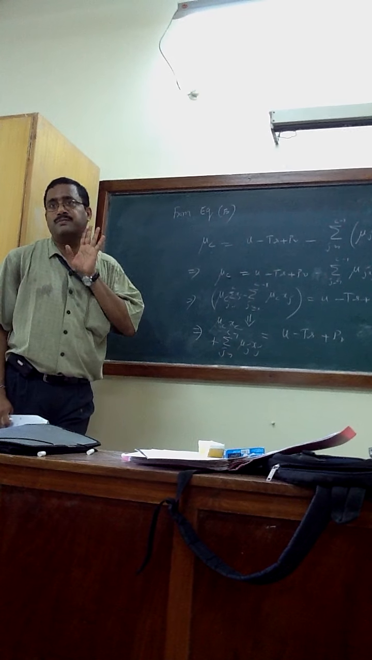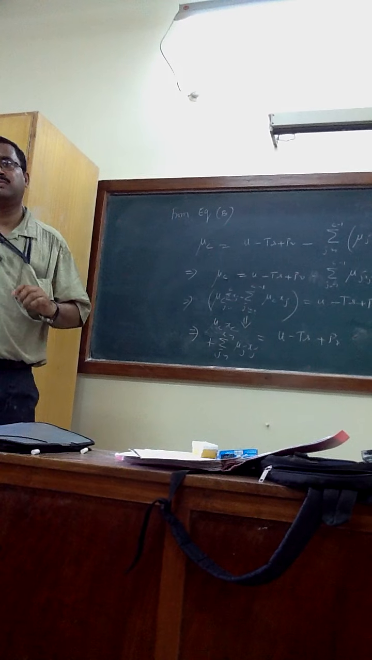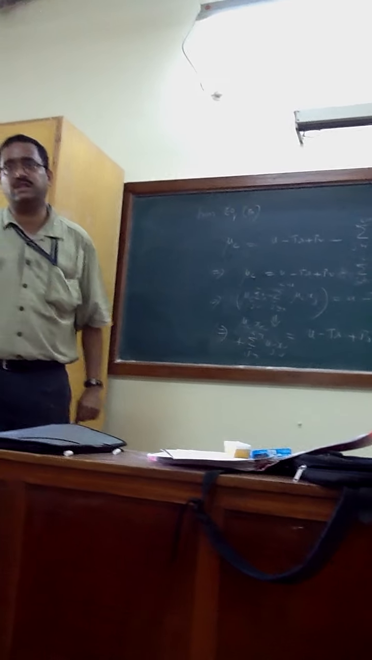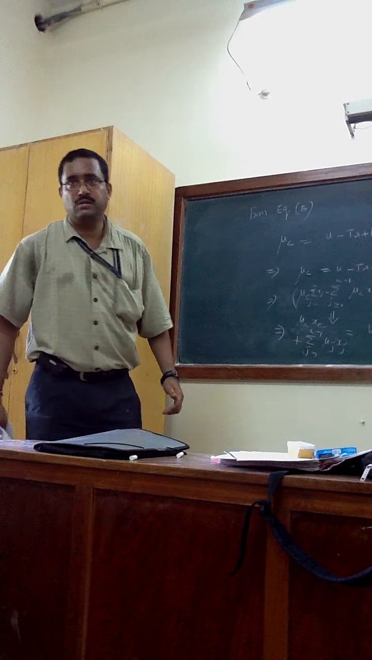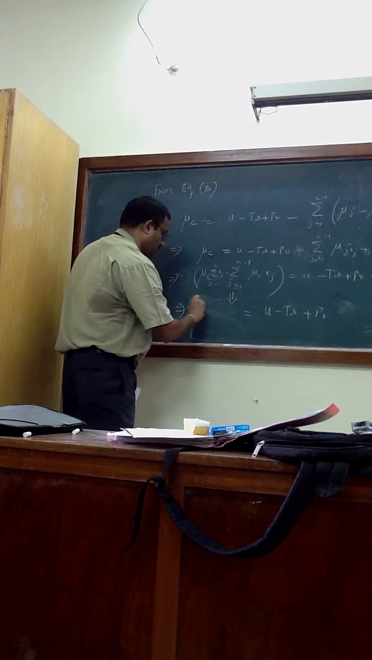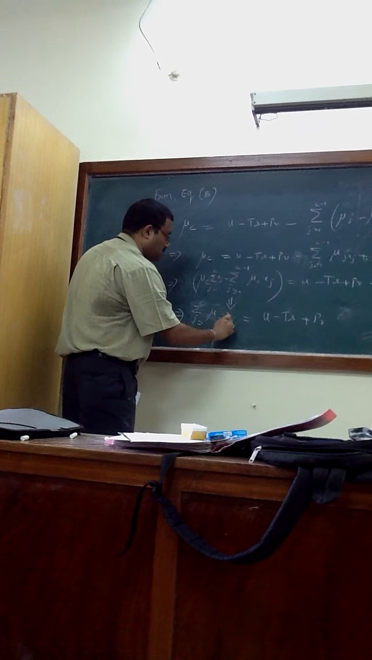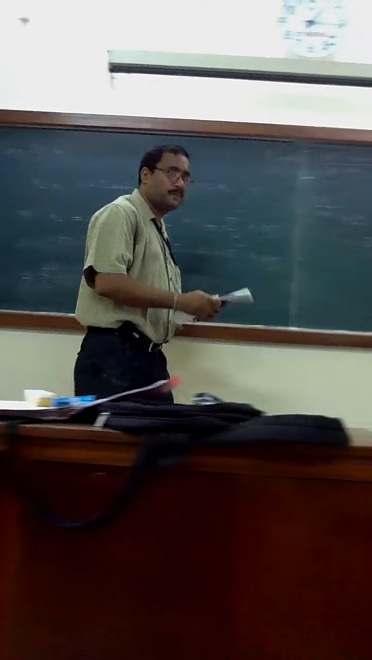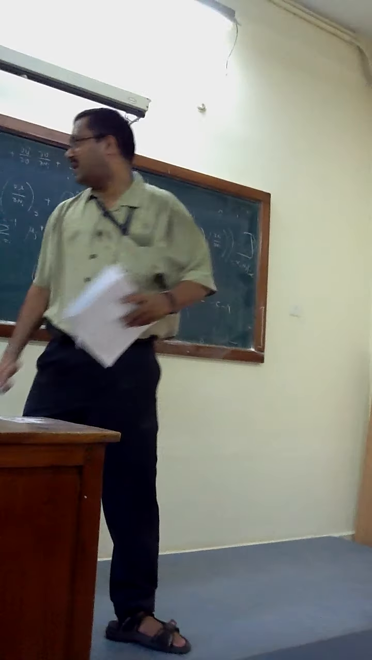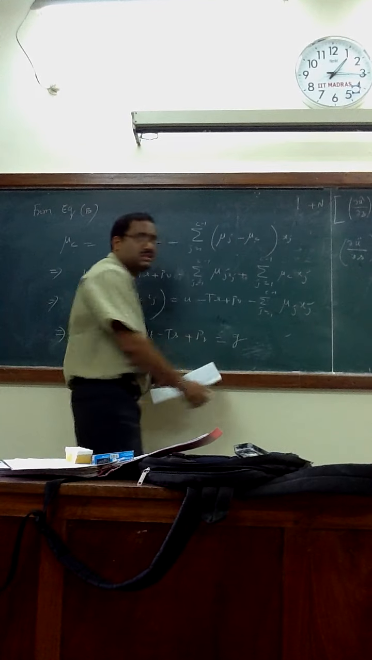I didn't ask you. You want to correct here? Yes. Summation j equals 1 to C of mu_j x_j. Very simple. At least I'm happy that you are understanding so easily. I don't have to struggle so much for it. And this is nothing but U minus TS plus PV. It is G, right?